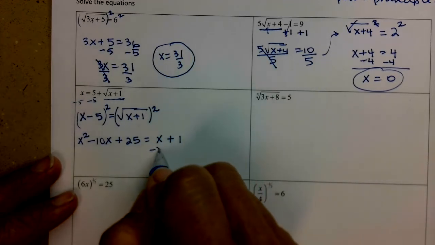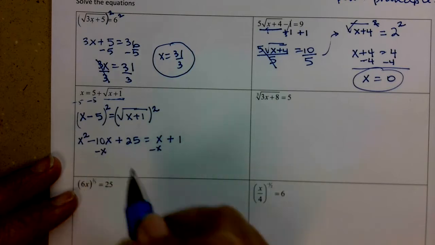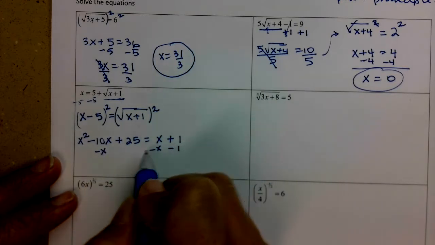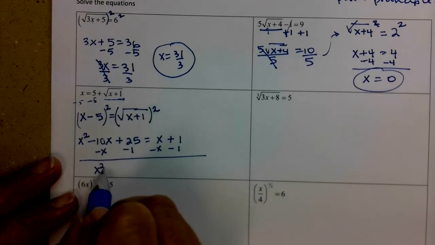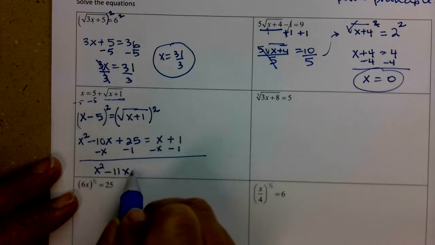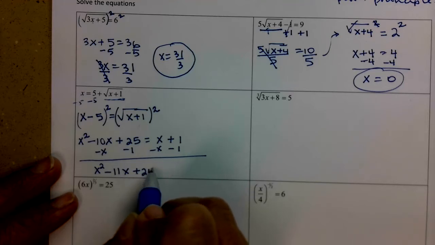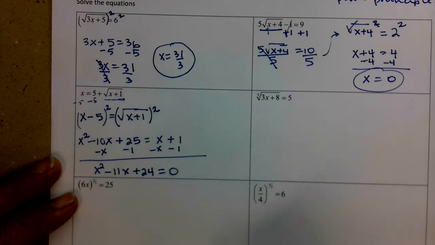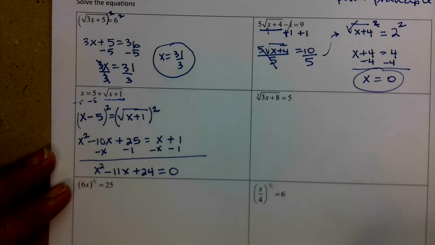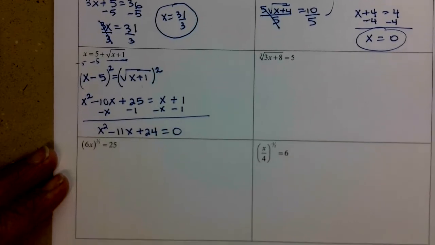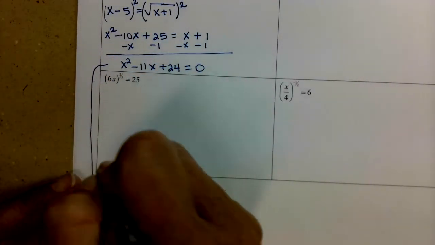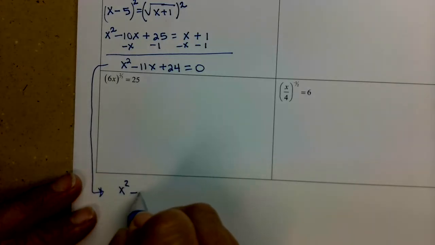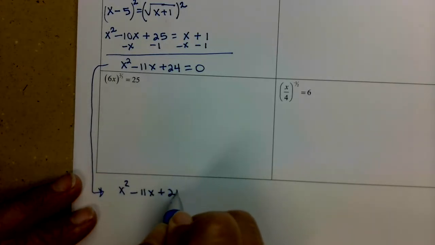So we'll go ahead and subtract x from both sides, and we'll subtract 1 from both sides. And what do we get there? x squared minus 11x plus 24 equals 0. Okay, let's keep our fingers crossed that that's going to factor. I'm going to skip down here to the bottom of my page, I didn't leave myself nearly enough room. Okay, so we're going to solve x squared minus 11x plus 24 equals 0.